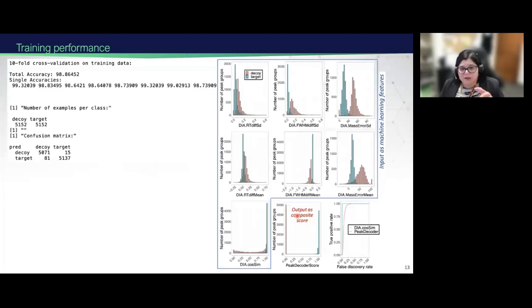And as we can see here, these are all the peak metrics that we use to train our machine learning model. Each of these individual scores, as we can see, doesn't do a great job in distinguishing between the targets and decoys. But when we combine them into the PeakDecoder score, a combination of all these different metrics together, we can see that there is a clear distinction. The algorithm can learn how to distinguish true coelution and comobility from the ones that are decoys that are low quality.